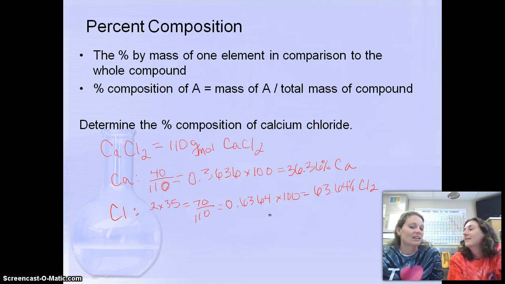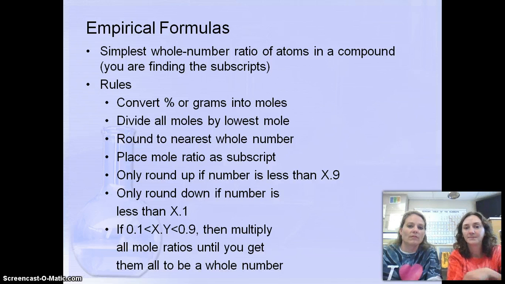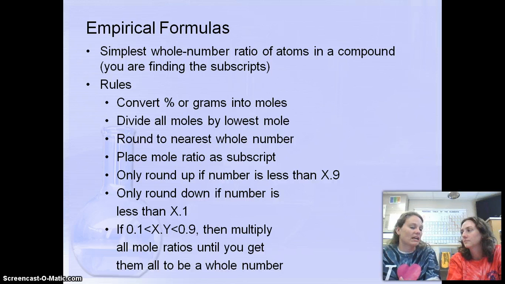Now, why we had to do percent composition is because we have to use percentages when we do empirical formulas. So here's your empirical formula: it is the simplest whole number ratio of atoms in a compound. You're basically figuring out what the subscripts are if all they give you are just the element names: carbon, hydrogen, oxygen. How many carbons do you need? How many hydrogens? How many oxygens? So we have to do some math to figure out what the subscripts are.